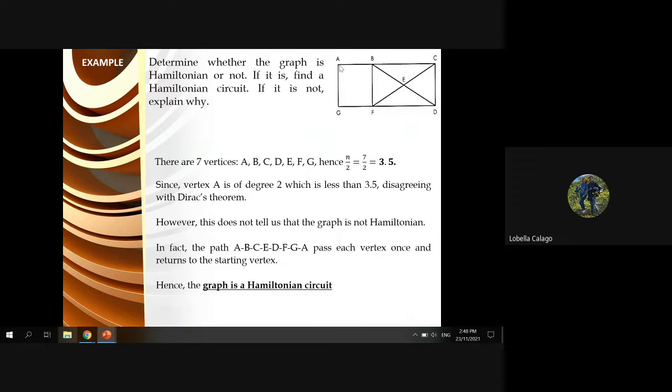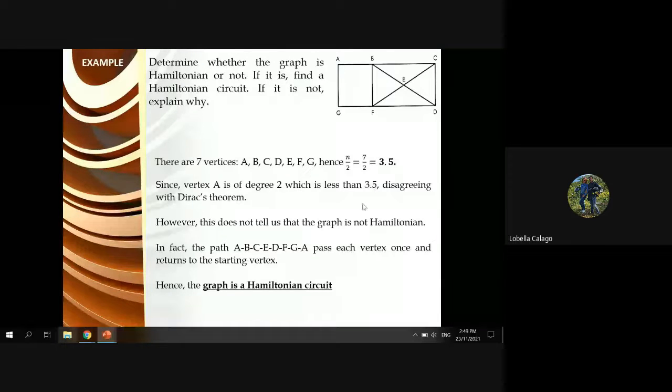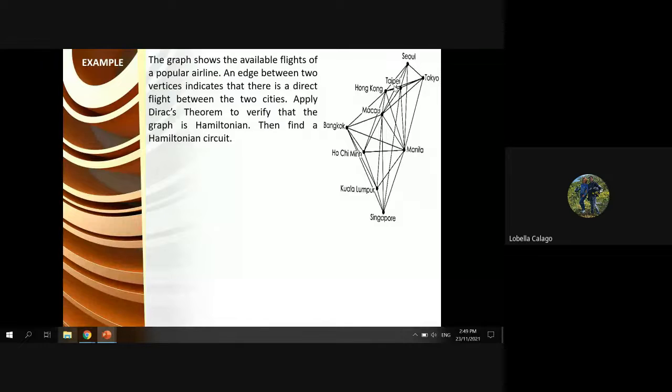So, nakita po natin si point A at only 2 degree lang. Pag degree ang sinasabi, 2 lines. So, meron siyang 2 lines, so degree of 2. And this is contradicting to the greater than 3.5. So, hindi po nag-approve kay Dirac's theorem. Therefore, this graph is not a Hamiltonian circuit. Okay, so ganun lang yung pag-prove kay Hamiltonian using the Dirac's theorem.